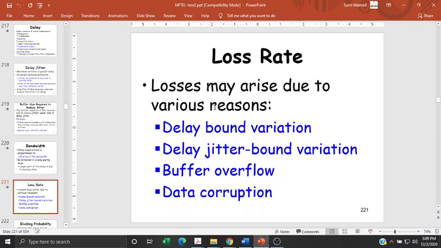So if somebody is rectifying the stuff, he has to look into these aspects, and if something can be done about that particular aspect which is increasing the loss rate, that has to be done.